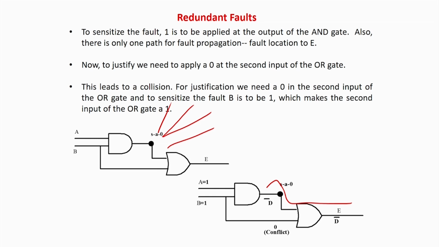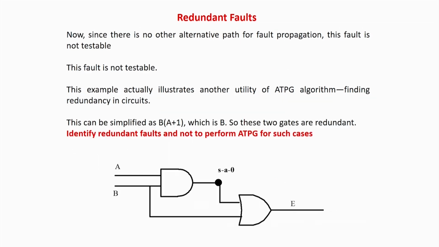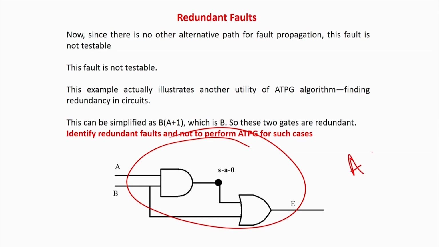So, basically now people try to find out why such things appear. People have found out that such things appear because this circuit is actually redundant. This circuit is not optimal. If you look at this, the binary expression for this circuit is A dot B plus B. So, this is A dot B and this is A dot B plus B.